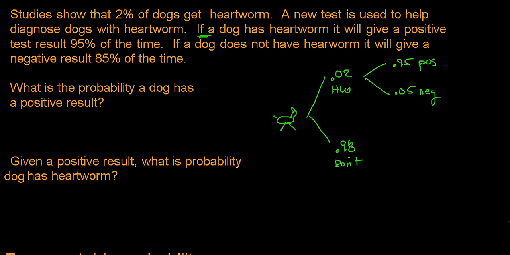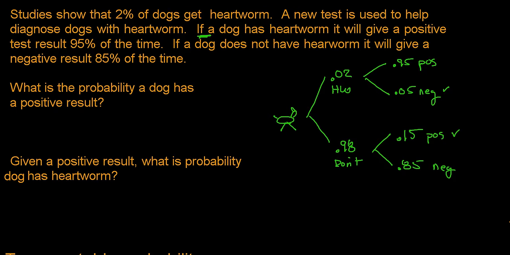Now, the other statement was if a dog does not have heartworm, it will give a negative result 85% of the time. So if your dog does not have heartworm, so I'm following the not heartworm branch, there is an 85% chance of a negative test result, which means there's a 15% chance of a positive test result. Now that would also be bad because that means you're saying your dog has heartworm, but they really don't. So what we see here is what's called a false positive. It's a positive that's wrong. And we see a false negative. That's a negative that's wrong.